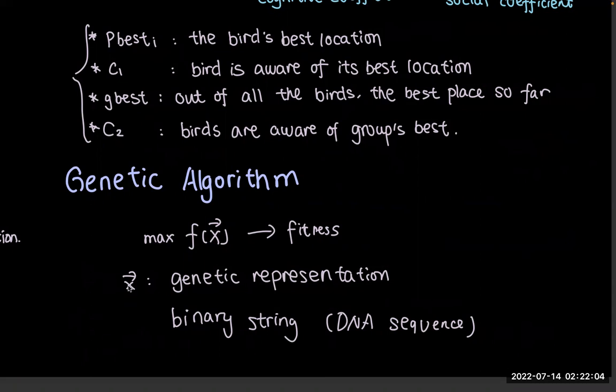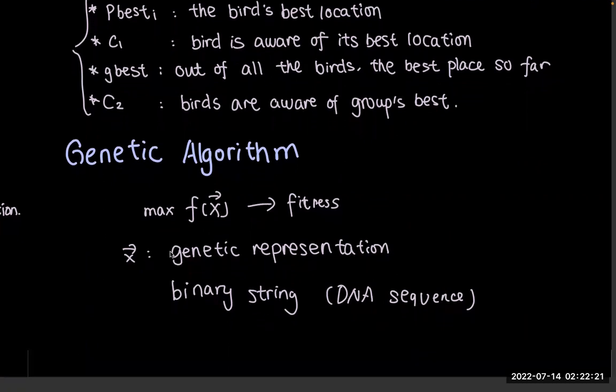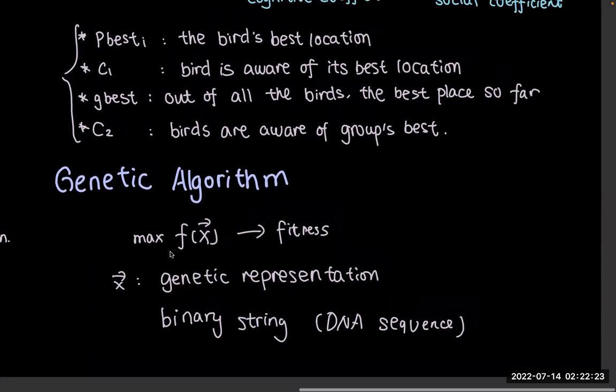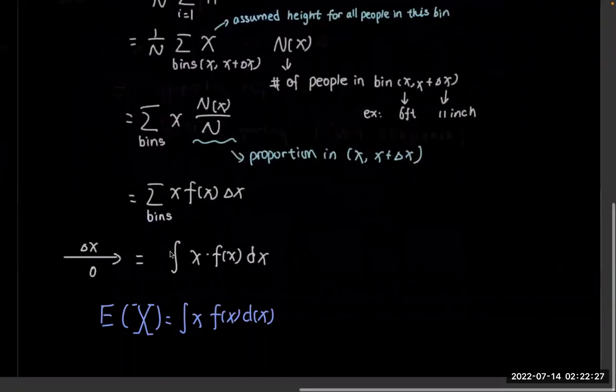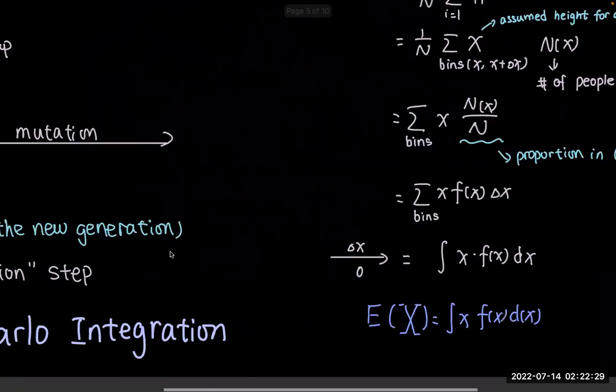So this binary string or binary sequence is very much like a DNA sequence. Although in the DNA sequence we have four letters, A, G, T, C, in the binary string we only have two letters, 0 and 1. But there's not much loss of generality, because in a computer we just work with binary sequences. So that's the first step: we find the genetic representation of this x.